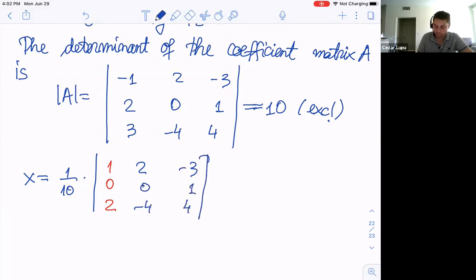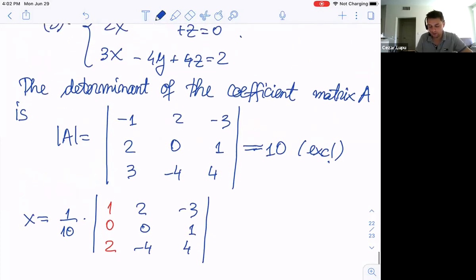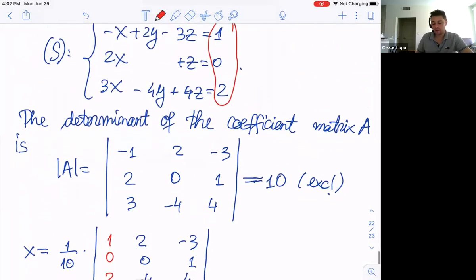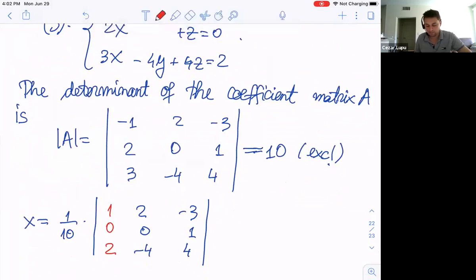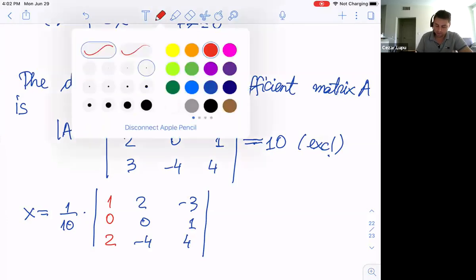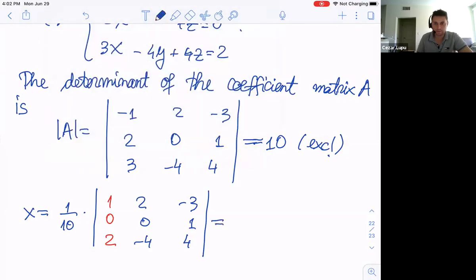So what did I do? If you look closely, the only thing I did was replace the first column with the column of the free coefficients, for x. Then for y, you're going to do the same thing, and then for z as well. For example, for y you'll replace the second column with the column of free coefficients. Now we can start computing this determinant.